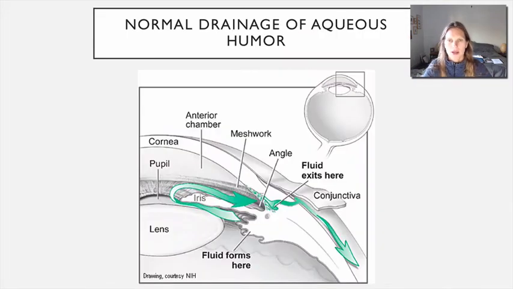Here's another angle. I put a lot of pictures. I couldn't decide which ones I liked the best, so I just put them all in here. So this is showing us, again from a different view, where the fluid is made, and then this is the fluid path from the posterior chamber to the anterior chamber. So you can see it coming through the pupil here and then going out through this trabecular meshwork and then through the canal of Schlemm. So that's how it goes.